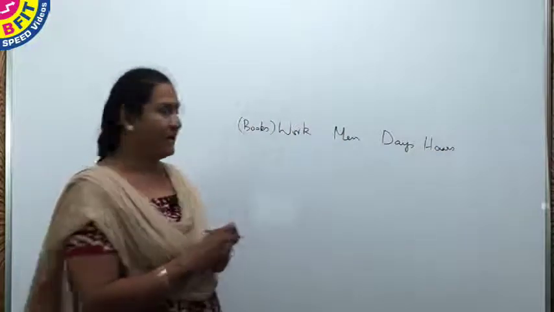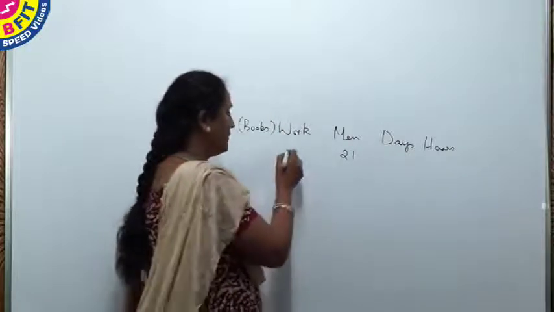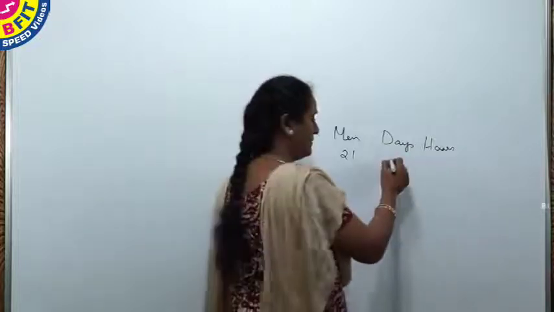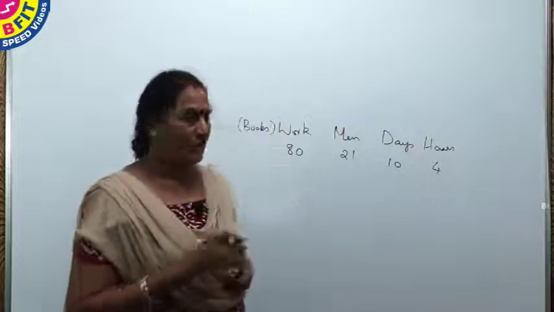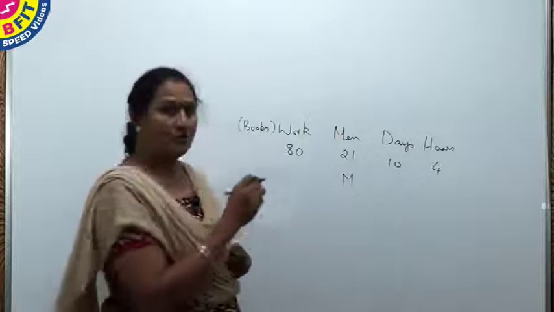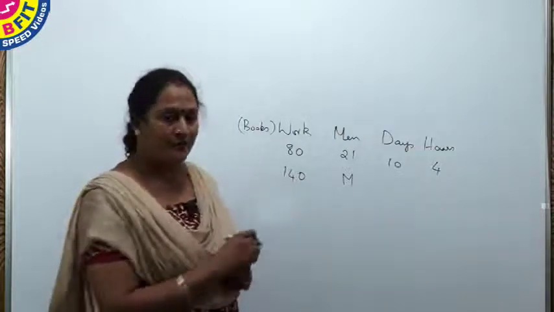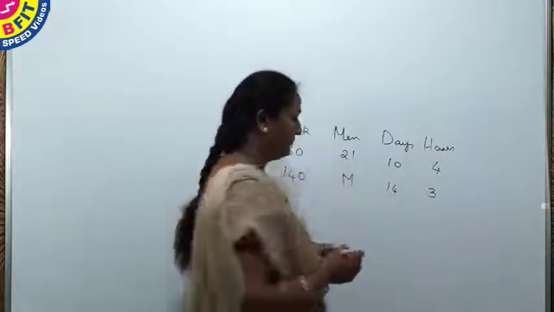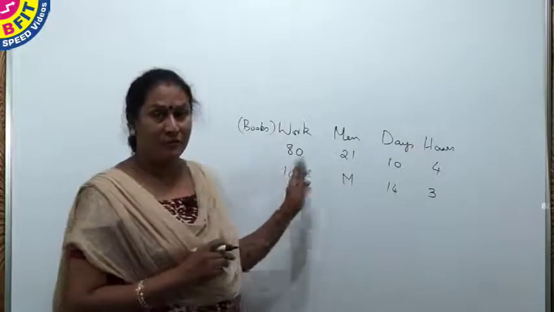So it's given that 21 men can print 80 books in 10 days if they work for 4 hours per day. You are asked to find the number of men needed to print 140 books in 14 days if they work for 3 hours a day. So now you have more than 3 variables.